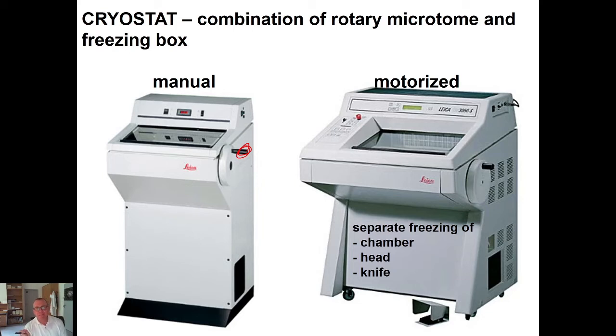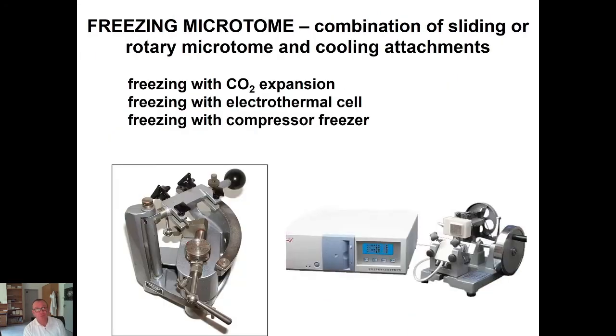the microtome inside is sectioning. You can look at it through glass, because in this chamber there is a low temperature to maintain our tissue frozen also during sectioning. Or you can use a freezing microtome instead of a cryostat.